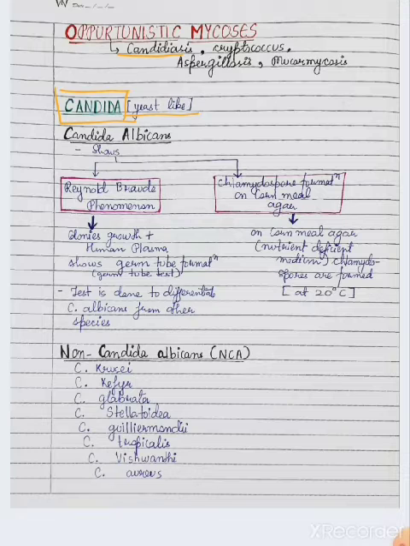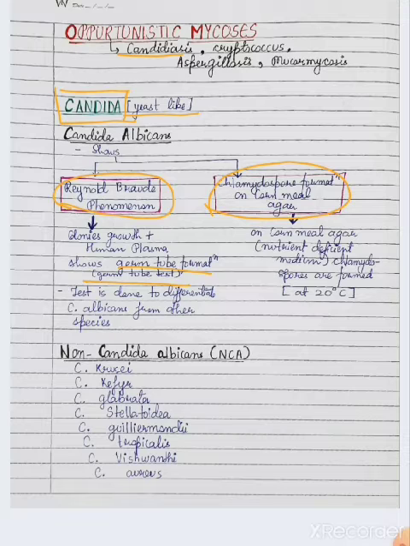Candida albicans shows two phenomena. First is the Reynolds-Braude phenomenon, and second, chlamydospore formation on cornmeal agar. Now, in the Reynolds-Braude phenomenon, the colony's growth plus human plasma shows germ tube formation, which is the germ tube test. This test is done to differentiate Candida albicans from other species. And the chlamydospore formation on cornmeal agar.